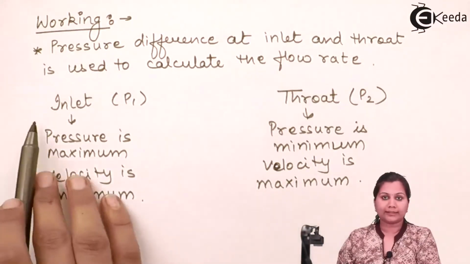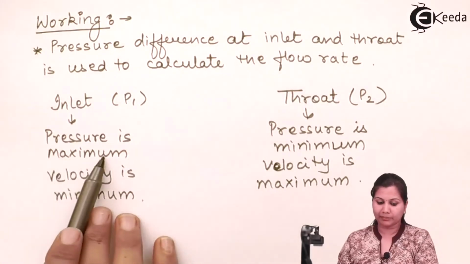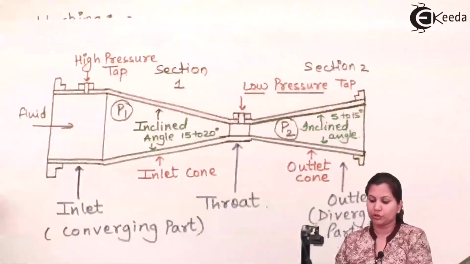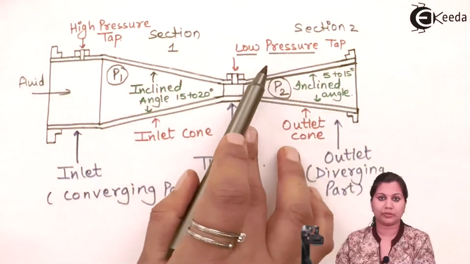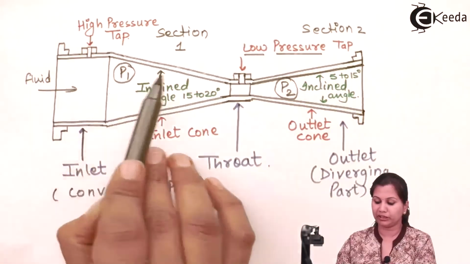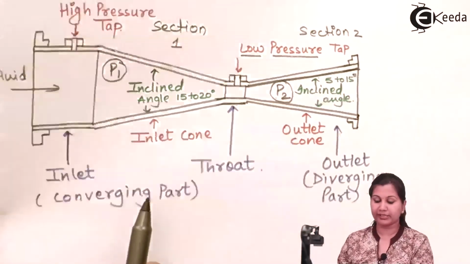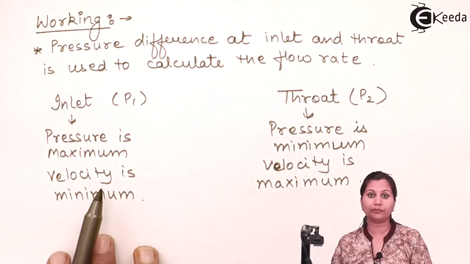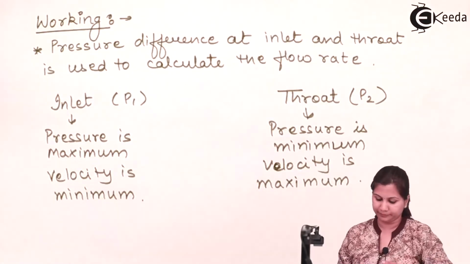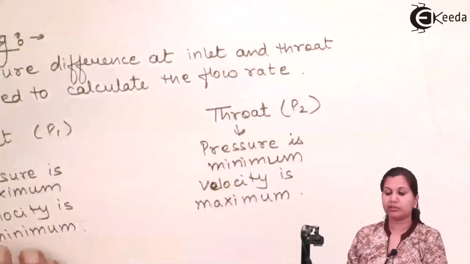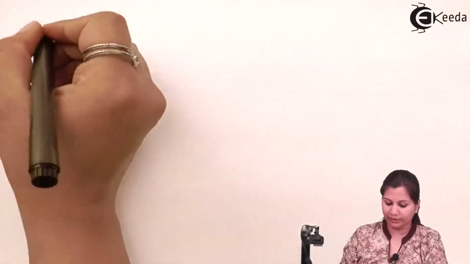So at the inlet we will have maximum pressure, and at the throat we will have minimum pressure. So low pressure and high pressure taps are available to measure P1 and P2, and by calculating this pressure difference the rate of flow of the fluid can be measured. So this was the working of the Venturi meter. Now comes its advantages.